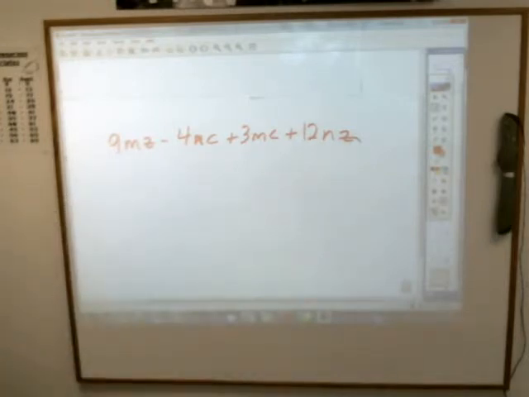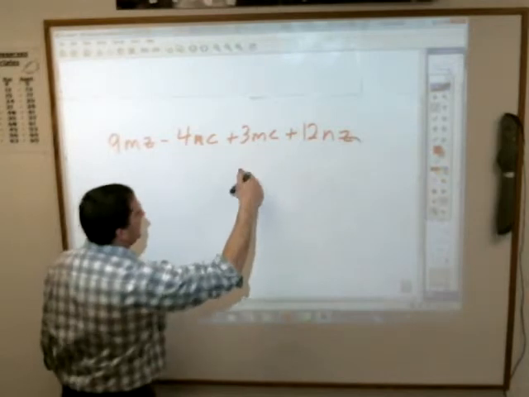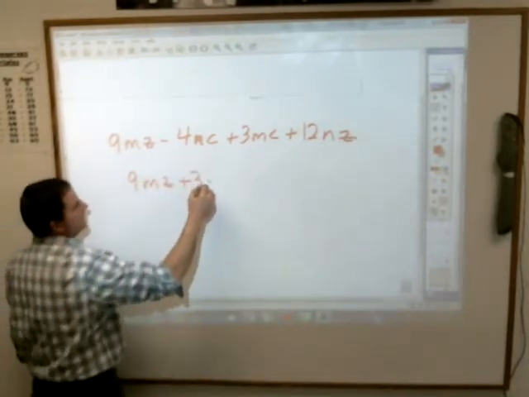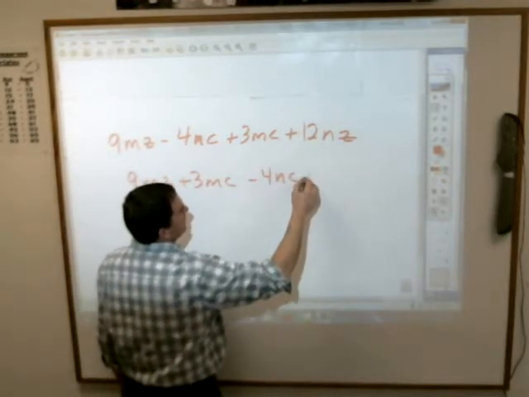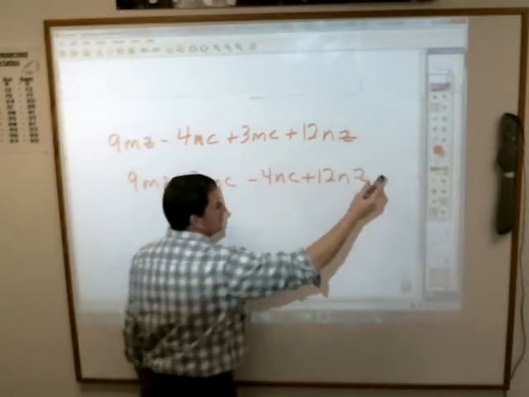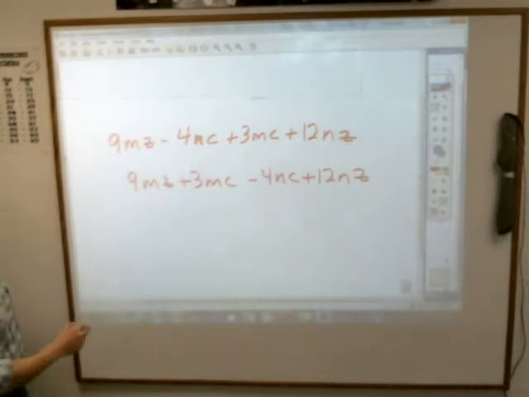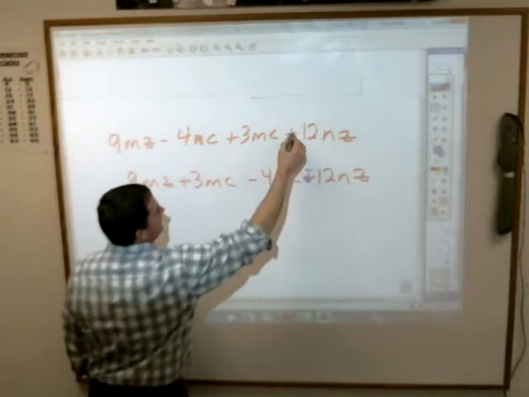Okay, and here is where, if you look at the first 2, you can't factor anything out of that. But again, I said you can rearrange the terms. And since this has a 9 and an M and that has a 3 and an M, I would probably put those 2 together. 9mz plus 3mc minus 4nc minus 12nz. You're allowed to put them in any order you want so you can factor something out. It's minus 12.